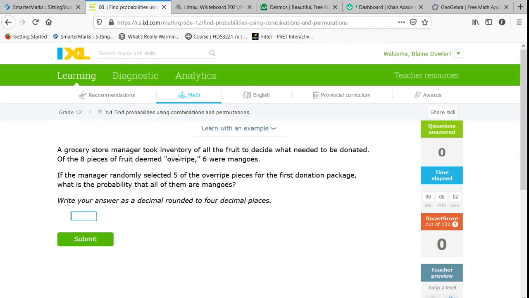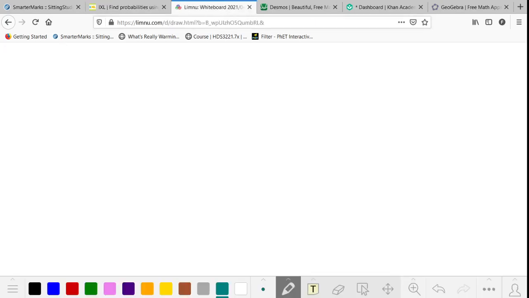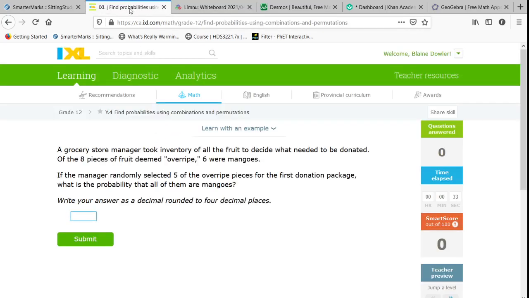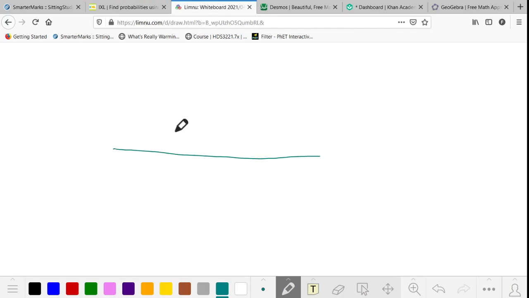So, a grocery store manager took inventory of all the fruit to decide what needed to be donated. Of the 8 pieces of fruit deemed overripe, 6 were mangoes. If the manager randomly selected 5 of the overripe pieces for the first donation package, what is the probability that all of them are mangoes? We want to write that answer as a decimal rounded to 4 places. Well, we have to do this in steps. So the number of outcomes we're including are where all 5 of the overripe fruit selected are mangoes, and that's only 6 out of the 8.